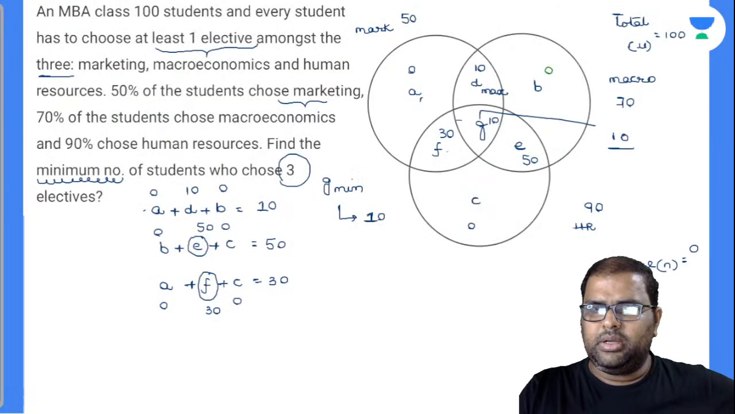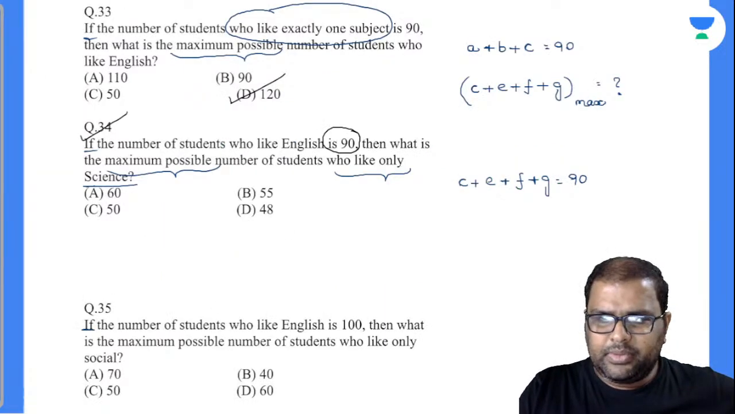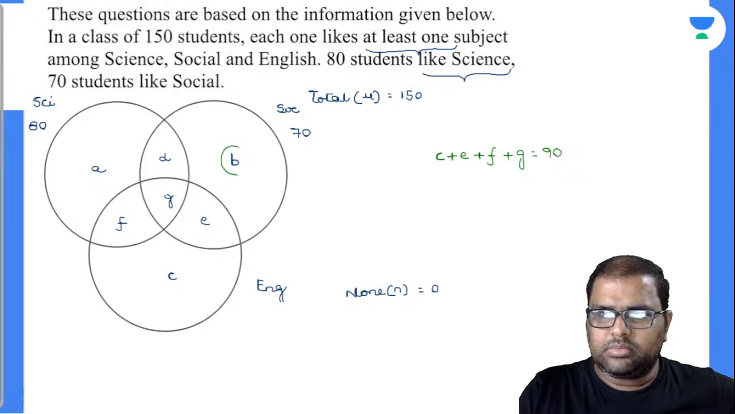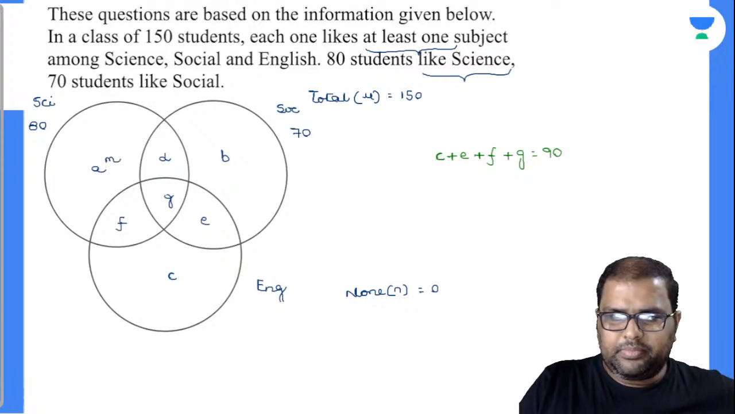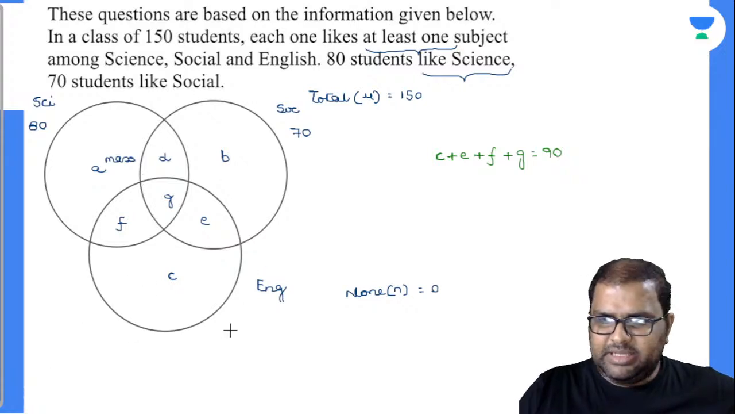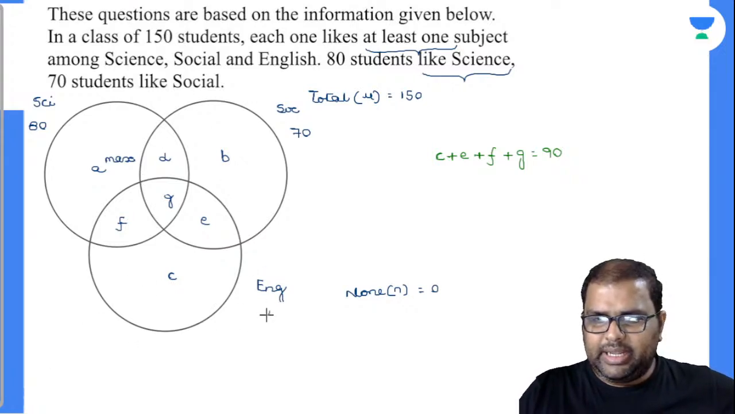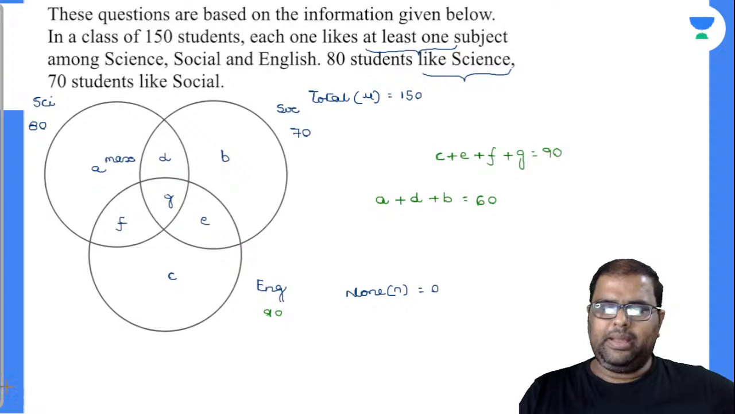90. Okay. So the question is, you are asked to find the max value of only science, B. Only science. So you are asked to find the max value of A. First of all, C plus E plus F plus G is given as 90. I'll write it in red ink. From the total 150, if I remove A plus D plus B, that is, if I remove the English circle, the values left over are equal to 60. Am I right or wrong?